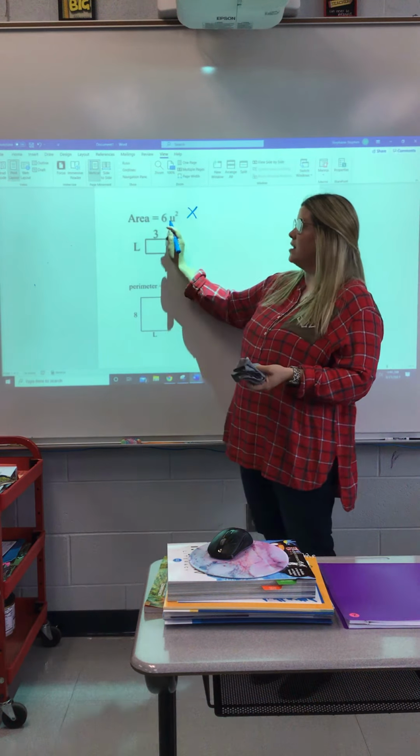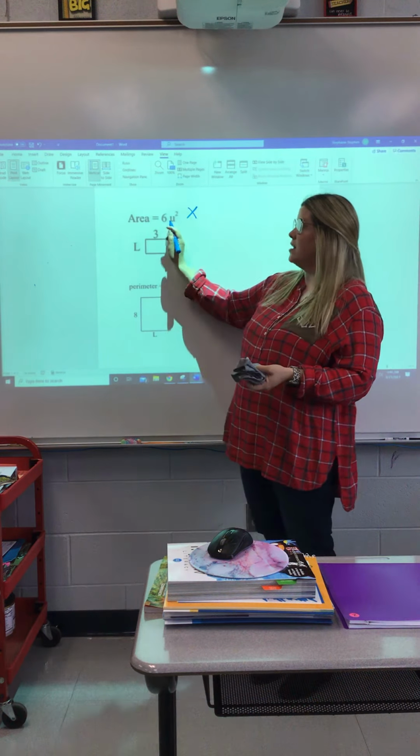So I know that to get my area, I multiply my length and my width. My width is 3, so 3 times what would give me 6? Yeah, 2. So my missing side length is 2.